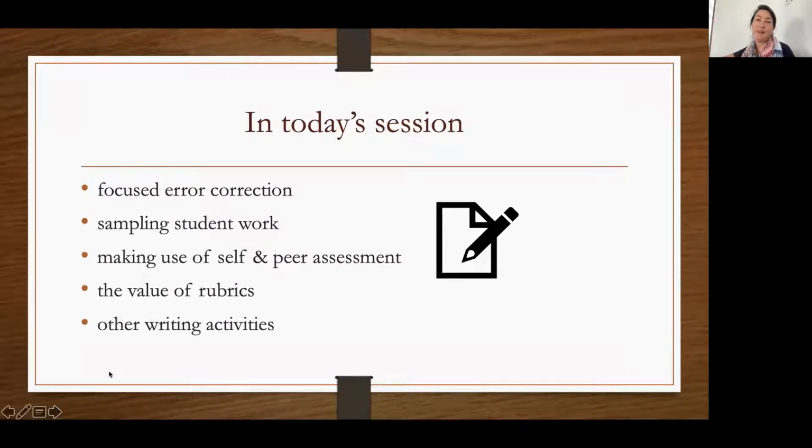So today we're going to look at focused error correction. Some strategies for sampling student work instead of looking at all of the work. Making use of self and peer assessment. I know a lot of you, maybe most of you, maybe all of you are working with large classes, larger than I've had experience with. So these are suggestions, and you may have some as well. We'll also look at the value of rubrics. This is something that was mentioned in a previous session. And then we'll look at other writing activities as well.